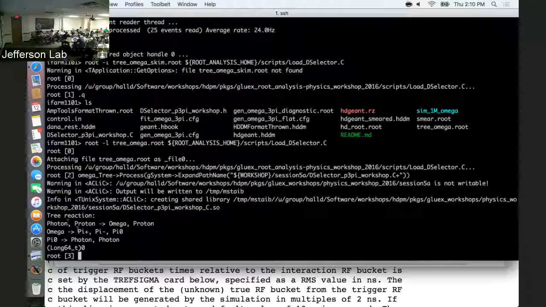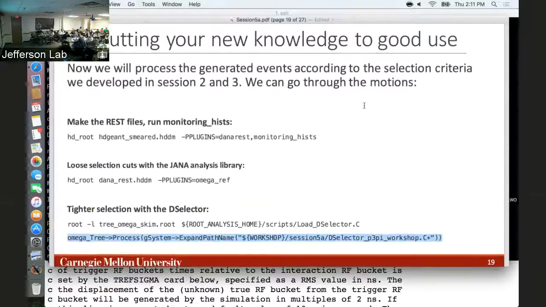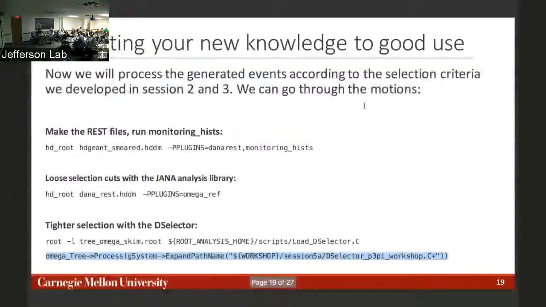So you see the 25 events. This is all very fast. And so now you've made it to the point that you've selected the events out of your signal samples. So we generated them, we reconstructed them, and then we put them through our analysis cuts. And then comes the question of, okay, so now we've done all of this stuff. Now what is left?